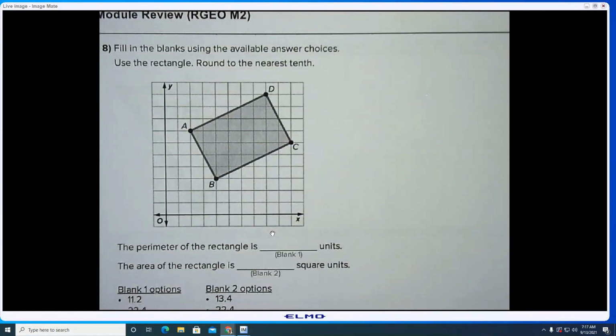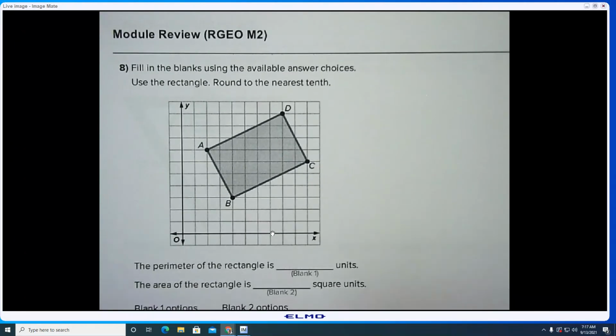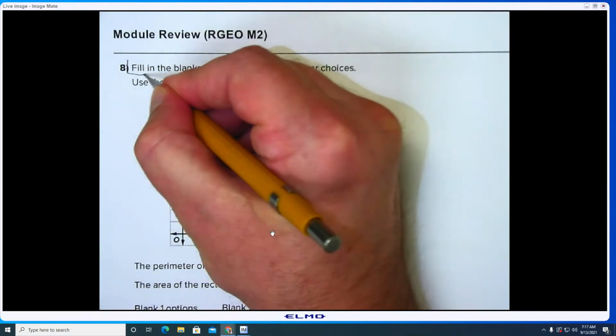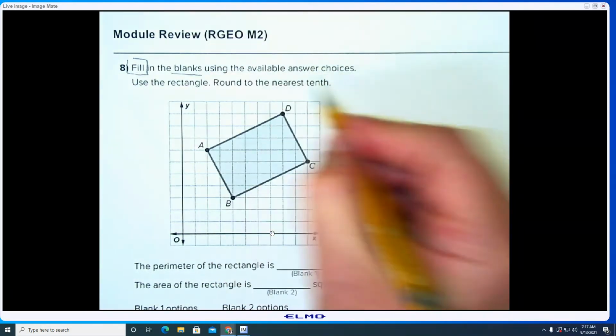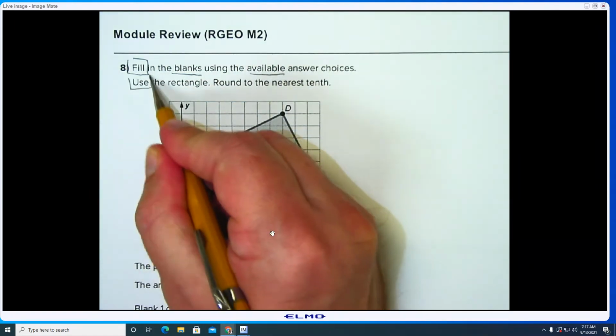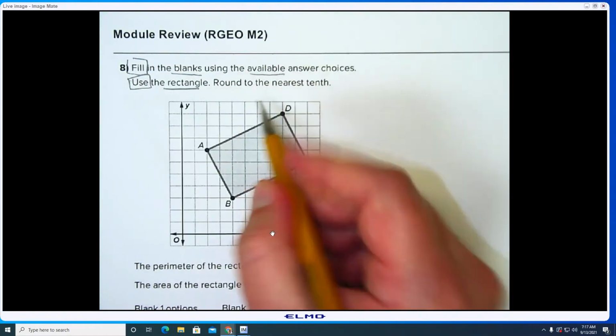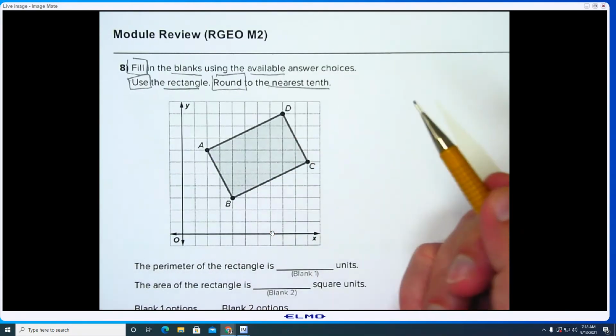Number 8. We're asked to fill in the blanks using available answers. Use the rectangle. And we're asked to round to the nearest tenth.